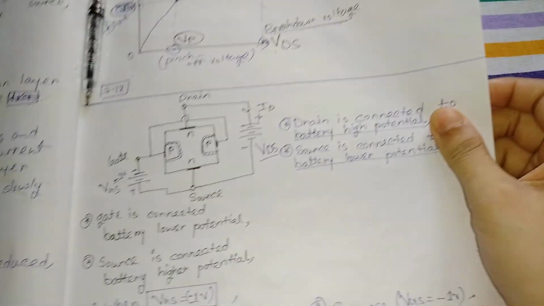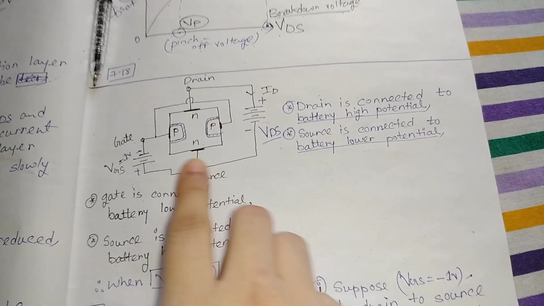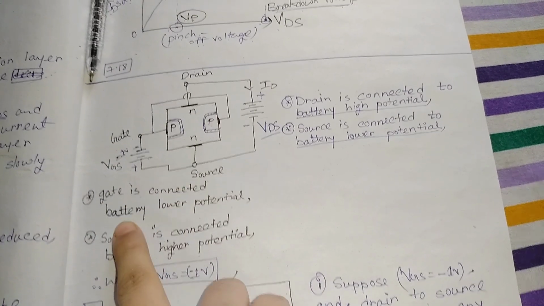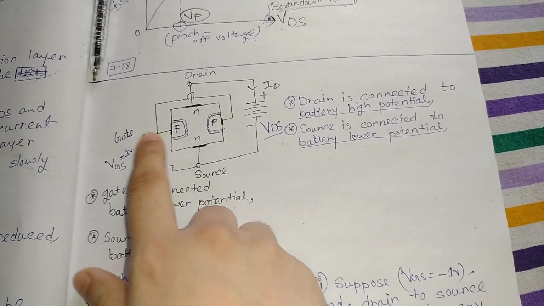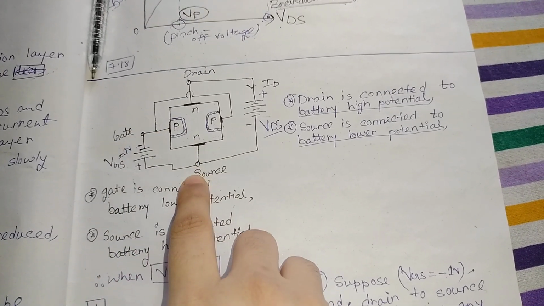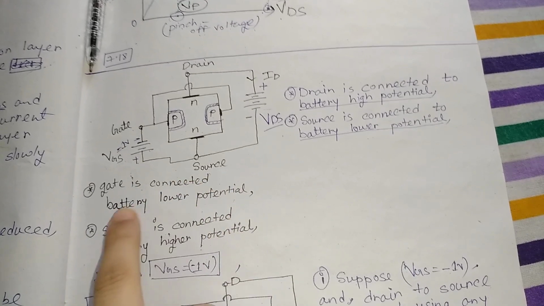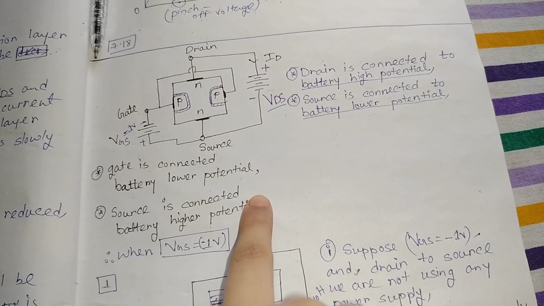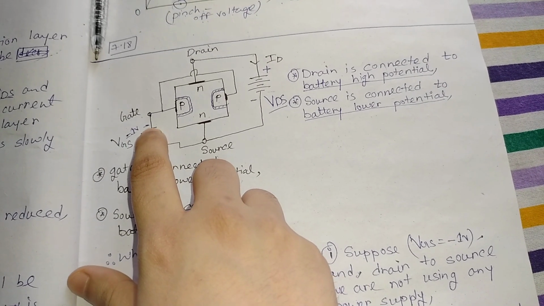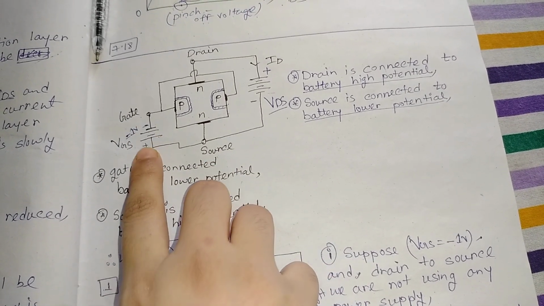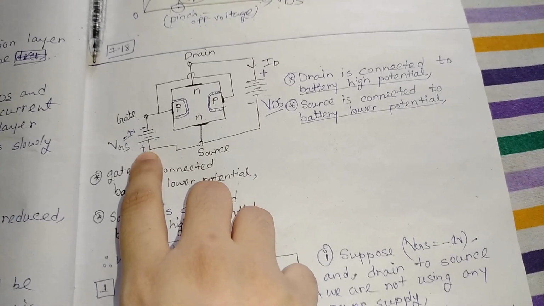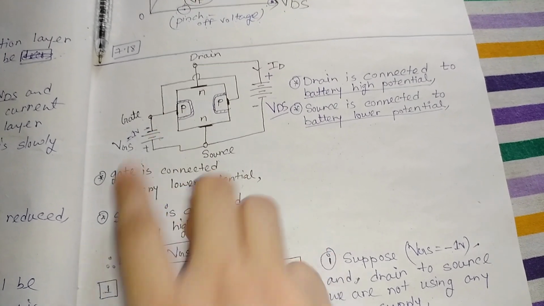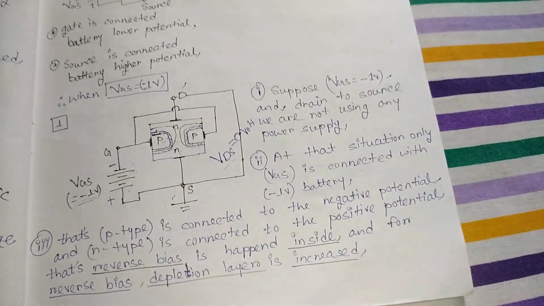Now you can see that the gate is connected to the battery's lower potential. We applied a battery to the gate-to-source terminal. The gate is connected to the lower potential and the source is connected to the higher potential. This is the negative terminal of the battery and this is the positive terminal. The positive terminal is connected to the source and the negative terminal is connected to the gate. So this is the second circuit.